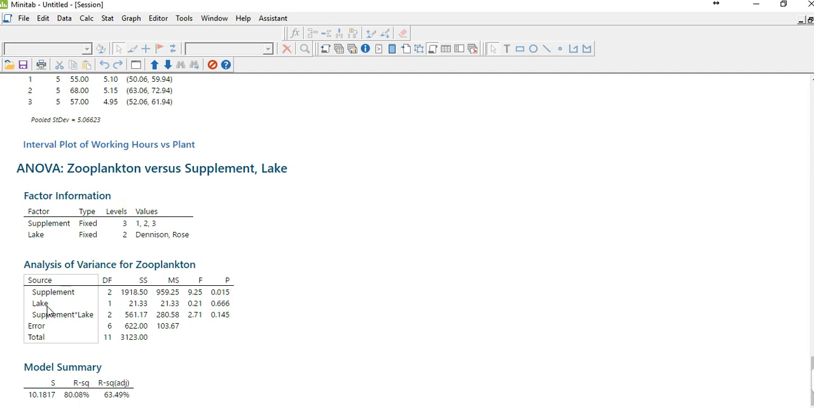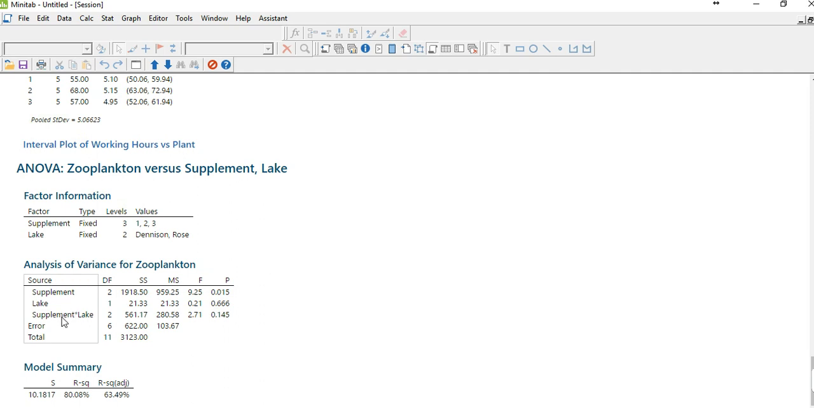Now for the second row, the lake, the F statistic is 0.21, corresponding p-value is 0.666. We see that it's greater than 5%, so we fail to reject the null hypothesis. So we conclude that lake doesn't have an effect.